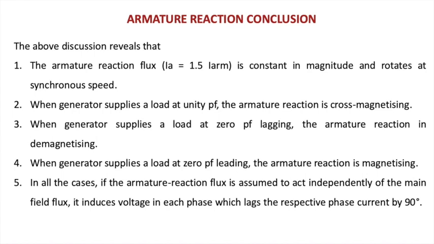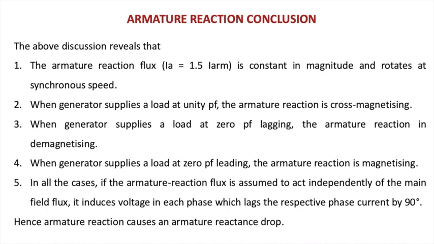So in all the cases, if the armature reaction flux is assumed to act independently of the main field flux, it induces voltage in each phase which lags the respective phase current by 90 degrees. Hence the armature reaction causes an armature reactance drop, which will be considered later when we consider the practical generator with all the winding resistance drop, reactance drop and the armature reactance drop, so that we can find the terminal voltage of the given practical generator.